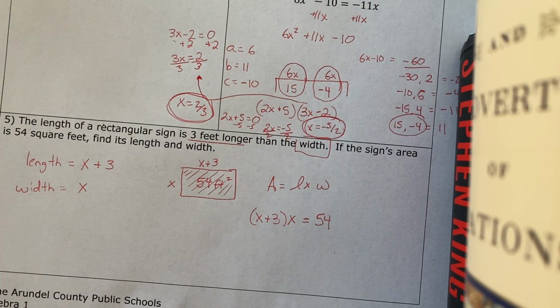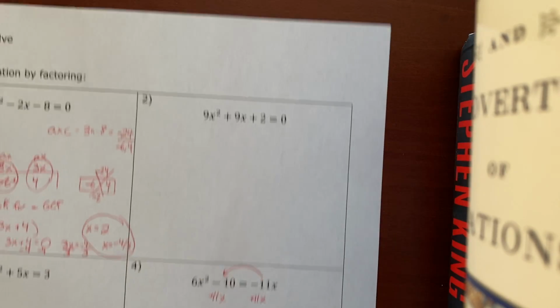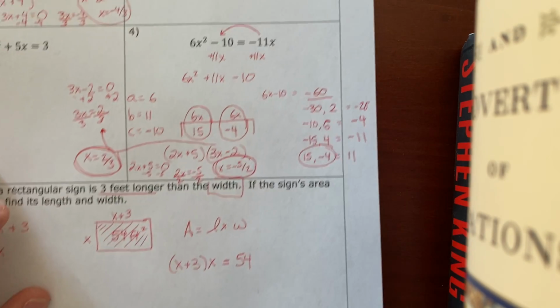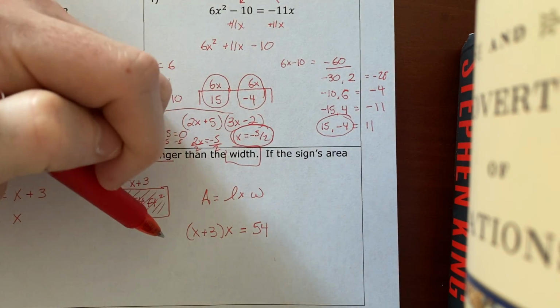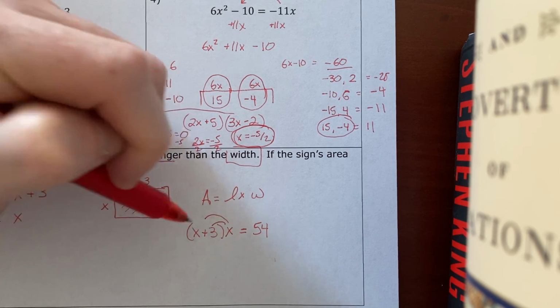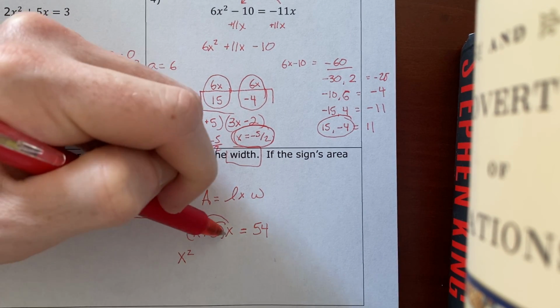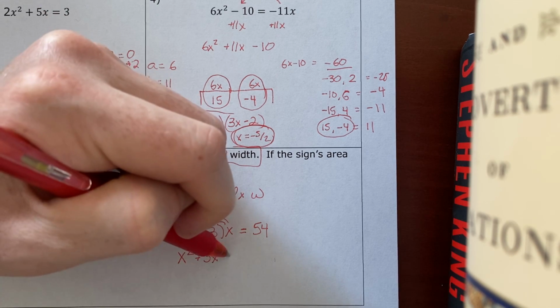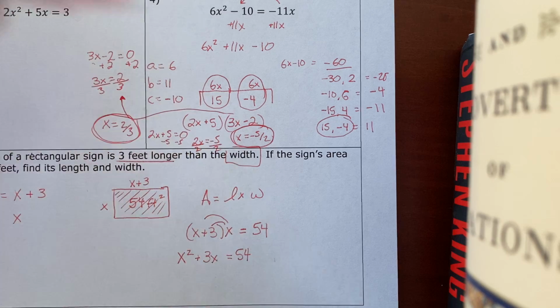All right, what I want to do is I want to take this little equation right here and I want to make it look something like this up here. I want to make it look like an equation of a quadratic in standard form. So the first thing I want to do on this left-hand side is I want to distribute. X times x is x squared. X times 3 is a positive 3x. And I still have my 54 on this right-hand side.